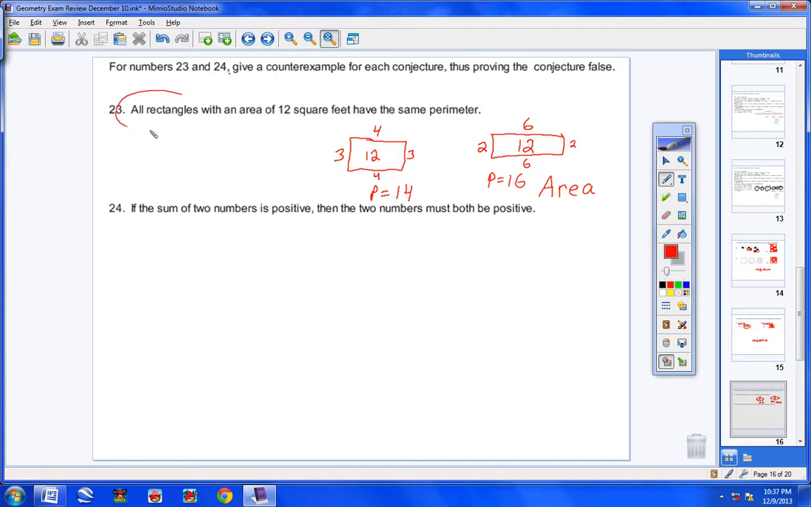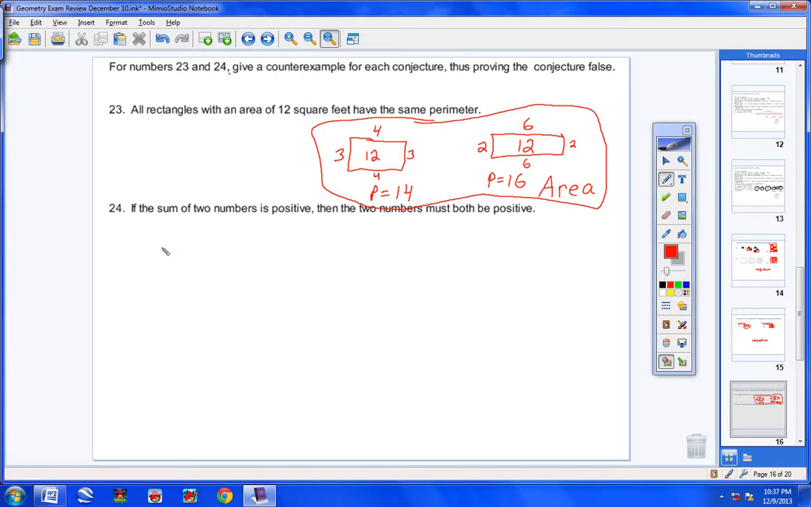So I just proved this wrong. And that's called a counterexample. So on a test or a quiz, this whole group, this whole thing right here would be your answer, okay? Because you're showing me two rectangles that have an area of 12, like this says, but notice their two perimeters are different. And up here it says the perimeters will be the same. So this is a counterexample.